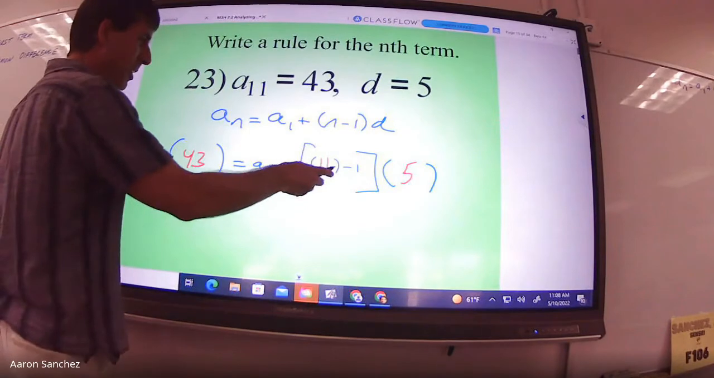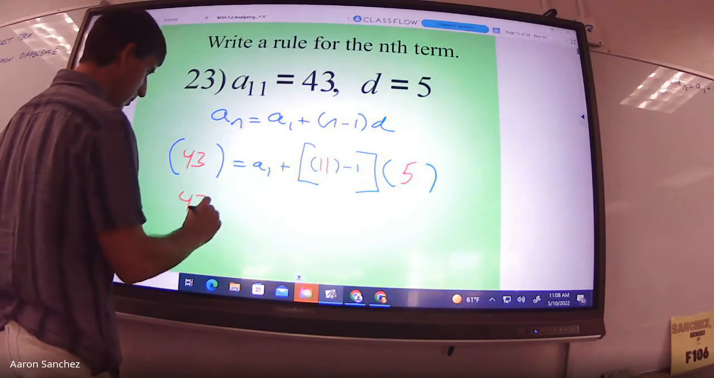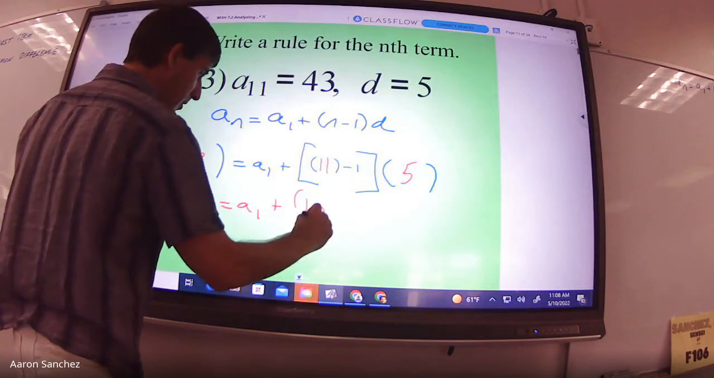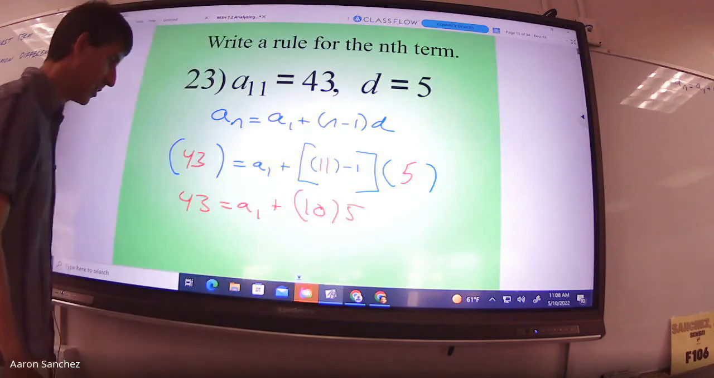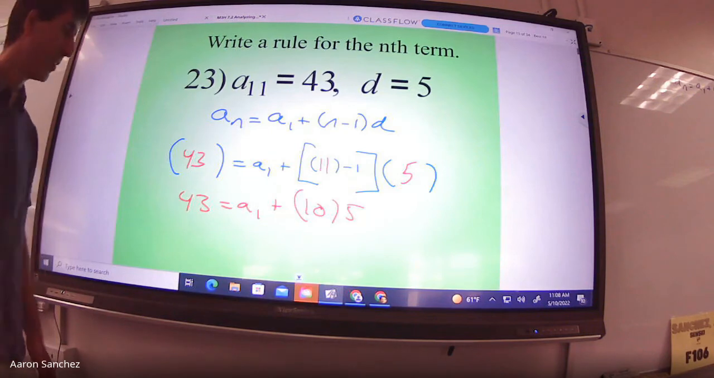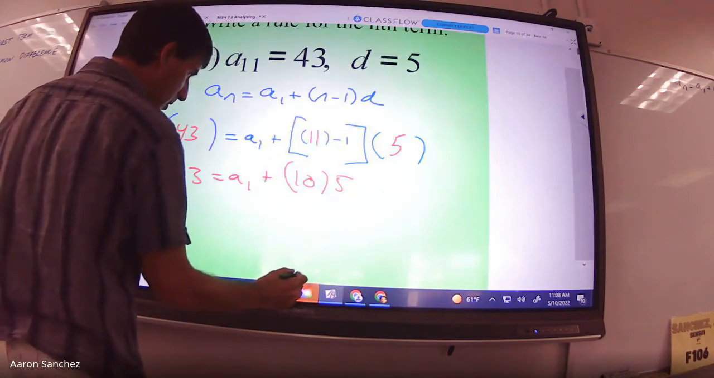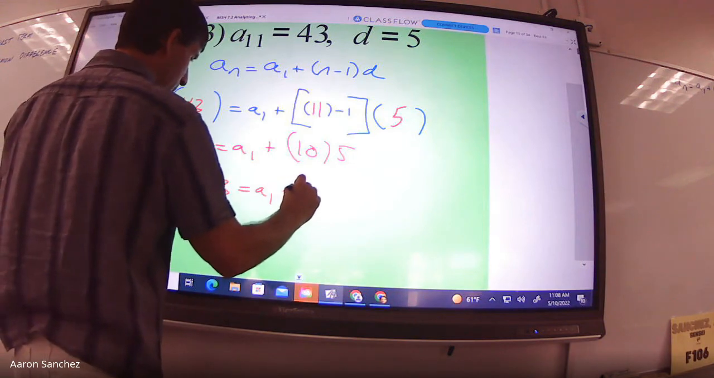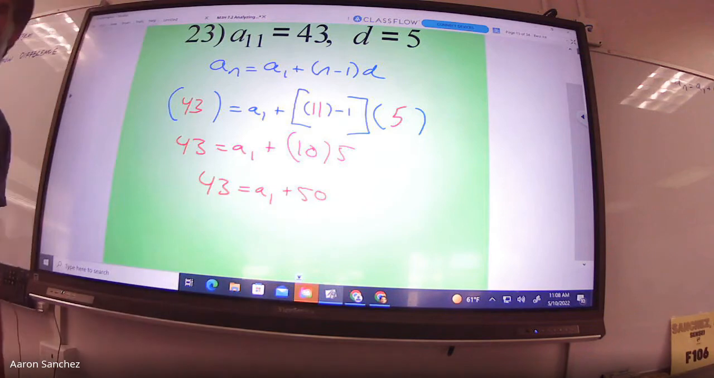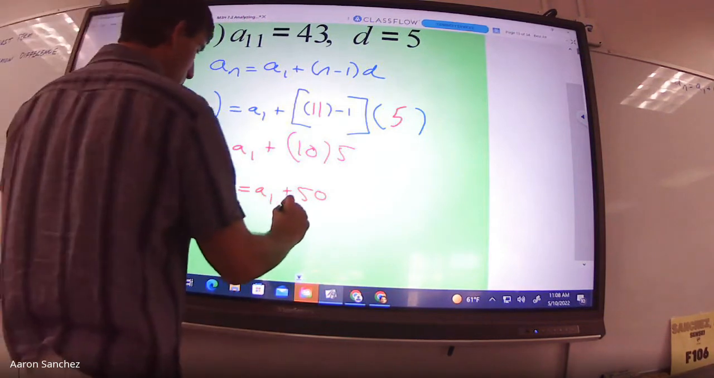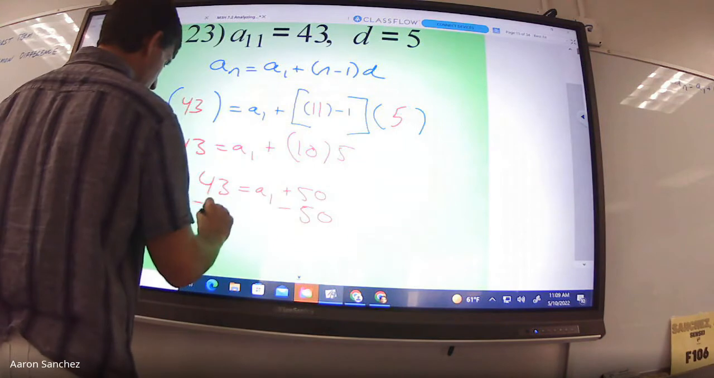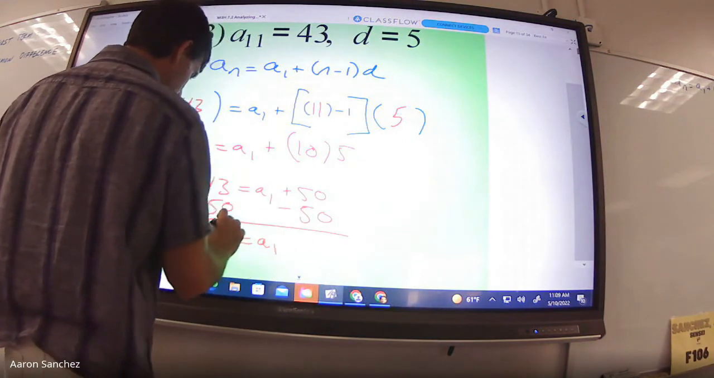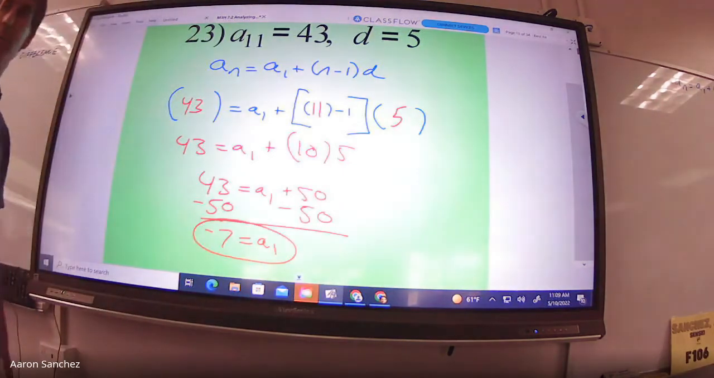Right, it's not that hard. What's 11 minus 1? Plus 10 times 5, right? Oh, yeah. What's 10 times 5? 50. 43 equals a sub 1 plus 50. How do I solve for a? Subtract 50. And I get -7 equals a sub 1. You guys get that?